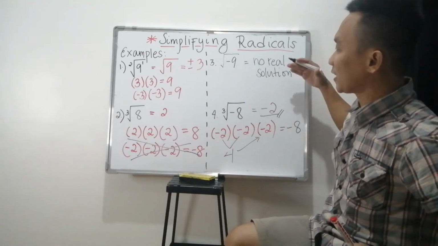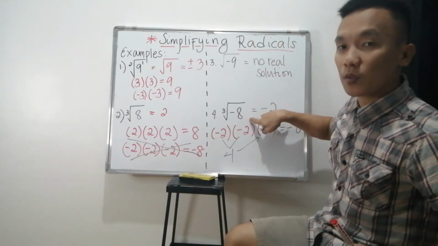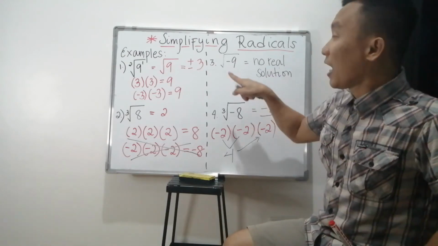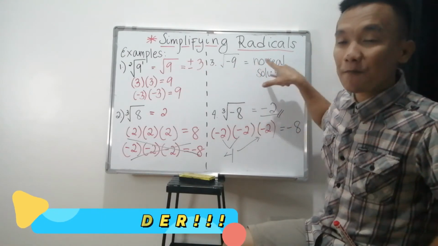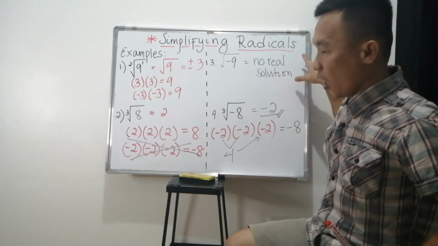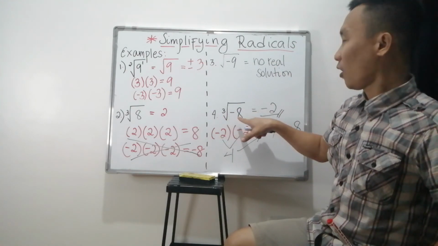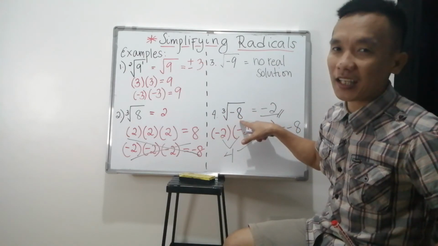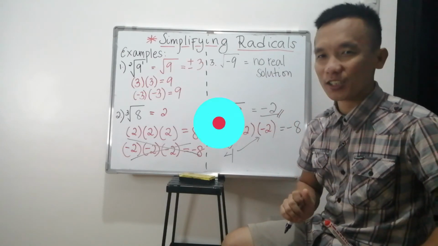So that's the difference between the square root of a negative number and the cube root of a negative number. In an even index with a negative number, it will not have a real solution. Whereas, if we have an odd index with a negative radicand, we will have only one answer.